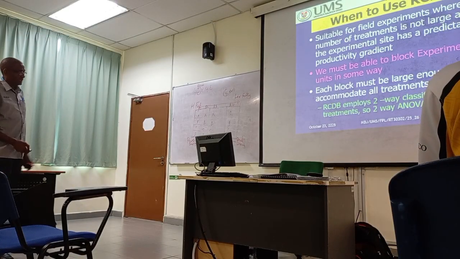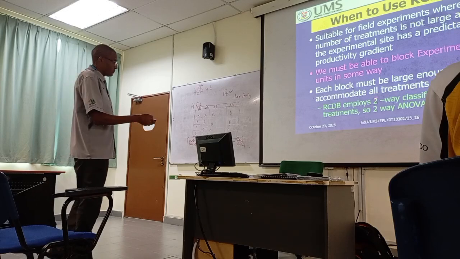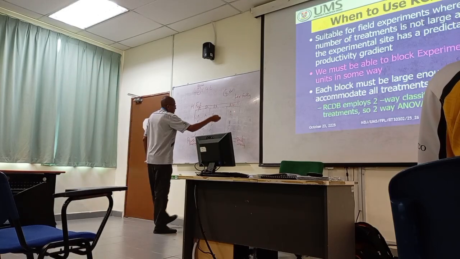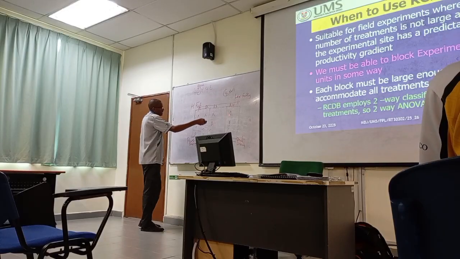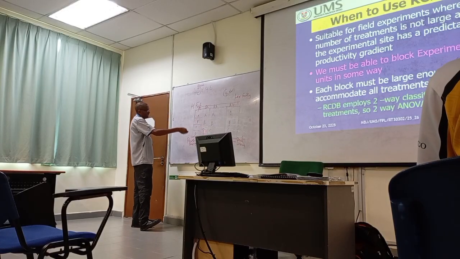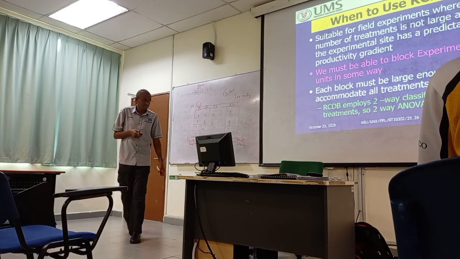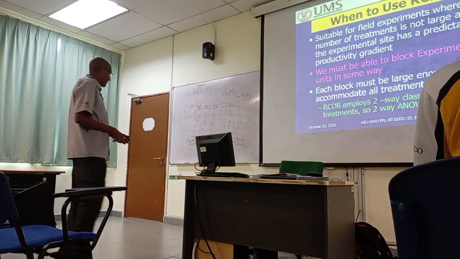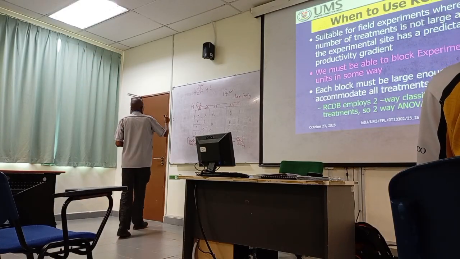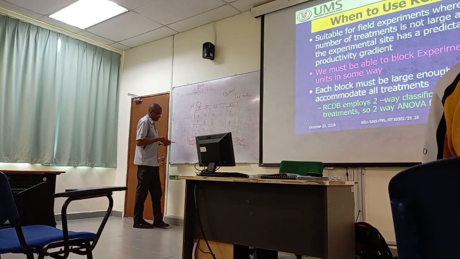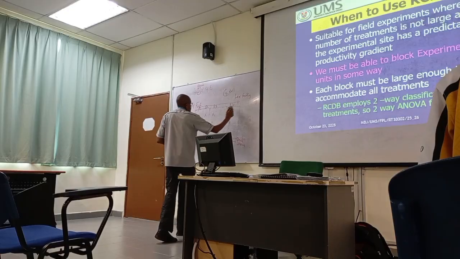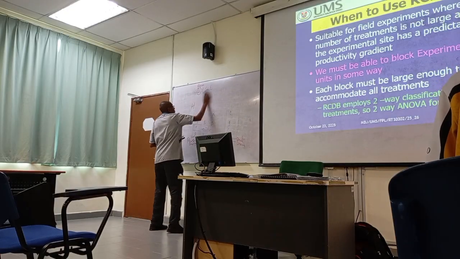Okay. Each block must be large enough to accommodate all treatments. So each block, when you block, must have all your treatments. A, B, C, D, A, B, C, D here, A, B, C, D, A, B, C, D. Yeah? So we can be able to do two-way ANOVA. Why two-way? Let's do this one. Now we go to what we call two-way analysis of variance.